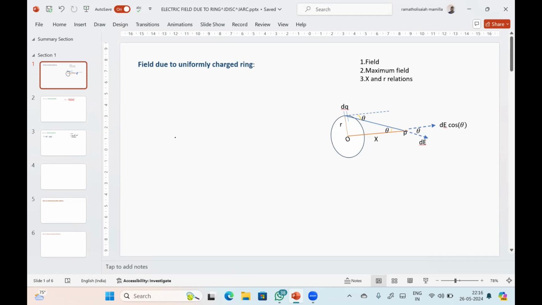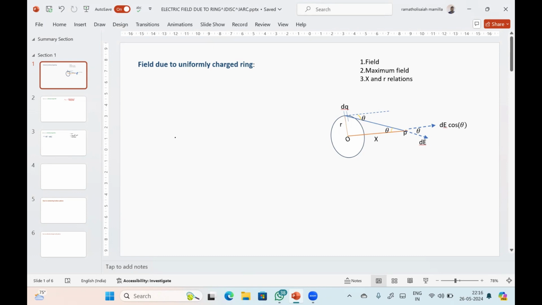So now, field due to uniformly charged ring. Already I have given the field due to a uniformly charged conductor: finite length, infinite length, and semi-infinite length, one side of the conductor. How to calculate, I have given. So here the topic is the charged ring.